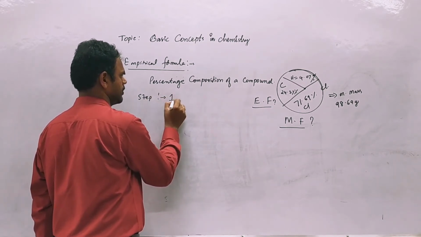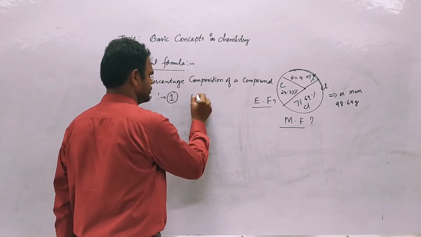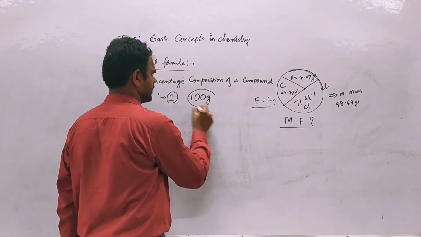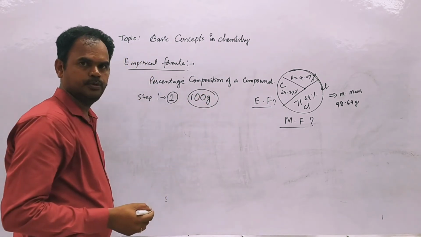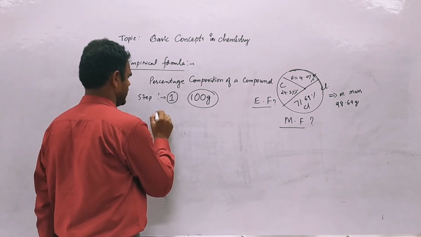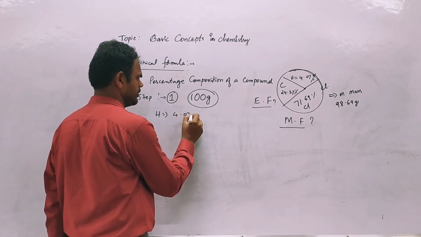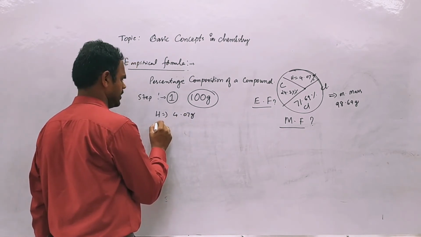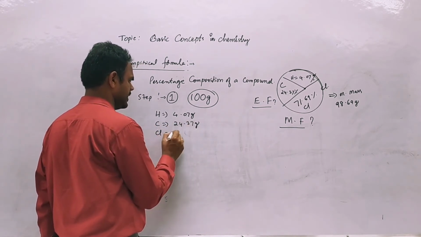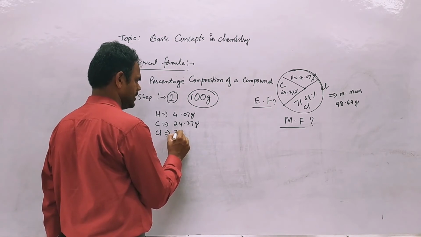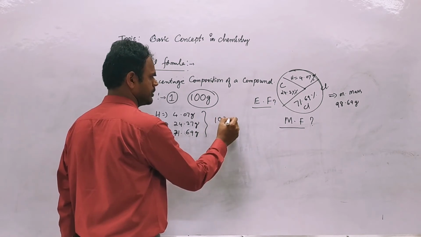Step 1: convert the percentage into grams. Let us assume the compound mass is 100 grams. Then you will get 4.07 grams of hydrogen, 24.27 grams of carbon, and 71.69 grams of chlorine from 100 grams of the compound.